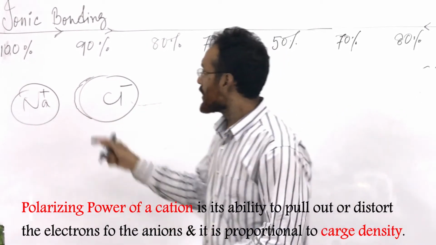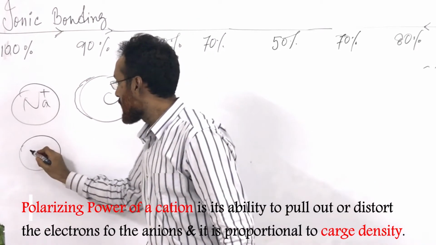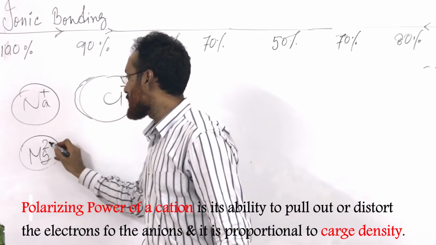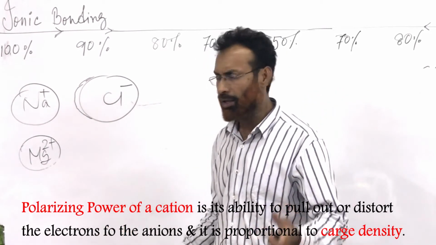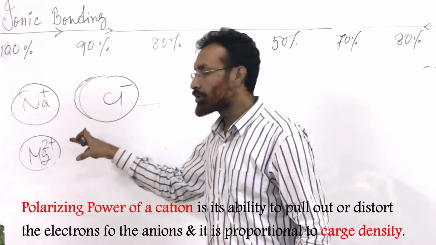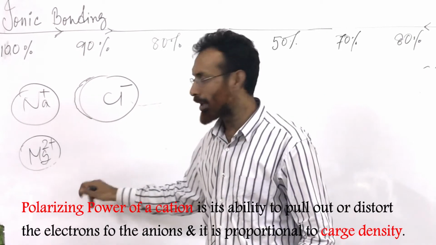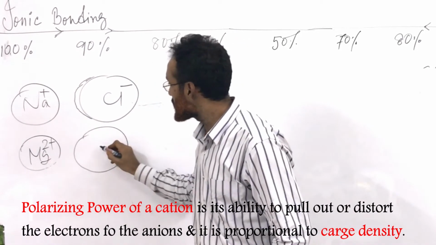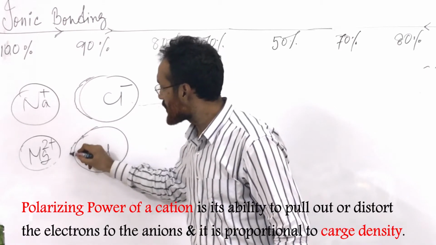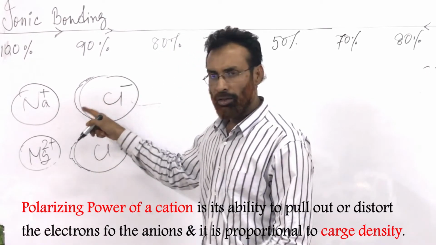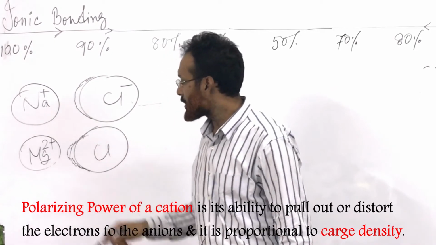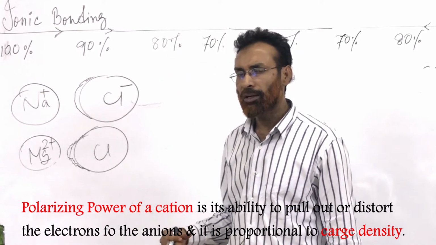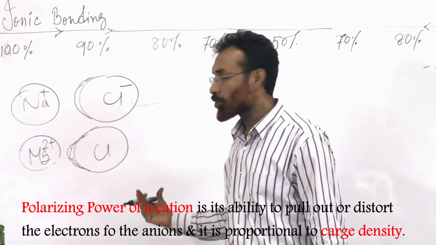I can show you, this was sodium. If this is magnesium, how do you think the polarizing power of magnesium compares to sodium? Certainly you think this is greater because its charge density is greater, which means the electrons of chloride, this still chloride, will move to the magnesium more than that caused by sodium, which means that this compound, magnesium chloride, will have greater distortion and greater covalency.